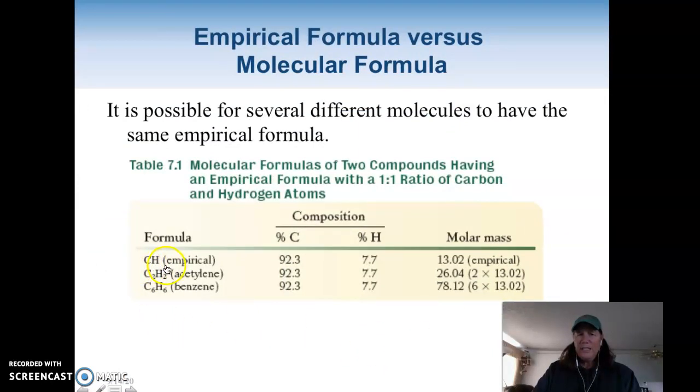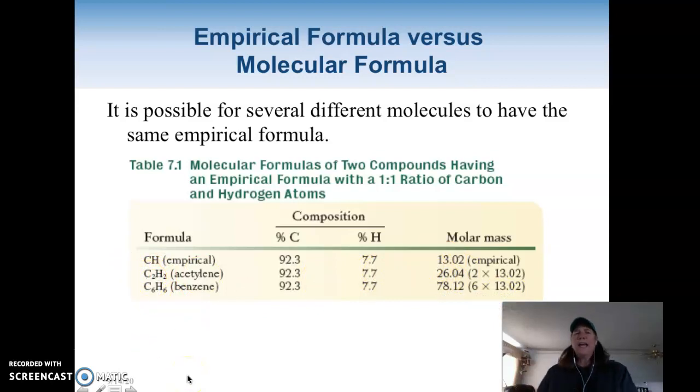Again, here's CH. That's an empirical formula. That's the simplest formula. If you look, the percent of carbon and hydrogen are the same. But the masses differ, because here's acetylene. Those of you that know what acetylene is, it's C2H2. This is the molecular formula. I'm just doubling everything. Its mass is more, but its hydrogen and carbon percentages are still the same. And here's benzene. Benzene is an organic compound that's used in a lot of processes. C6H6. Look, it's just a multiple. Percentages are the same, but its mass is different. It's 6 times this. That's why there's 6's there. This is 2 times this. That's why there's 2 there.